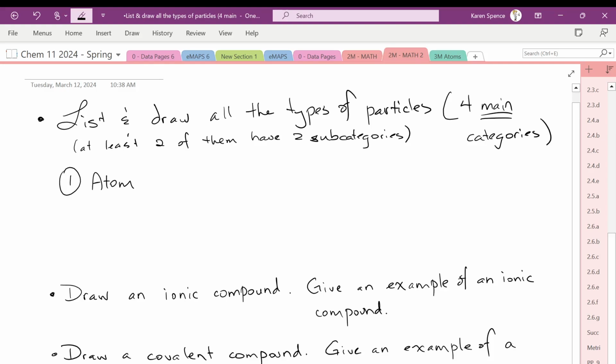And what does an atom look like? Just a circle, right? Because it's going to be a sphere, but we can't really draw a sphere without taking a lot of time. So we're just going to draw an atom. Yeah? We got a molecule. Now, molecule does have some subcategories.